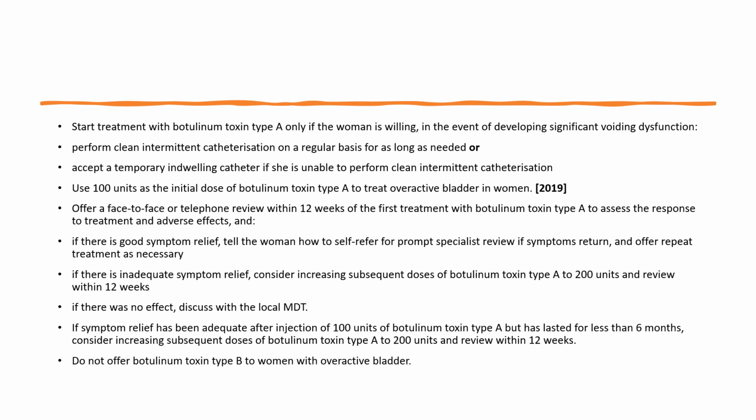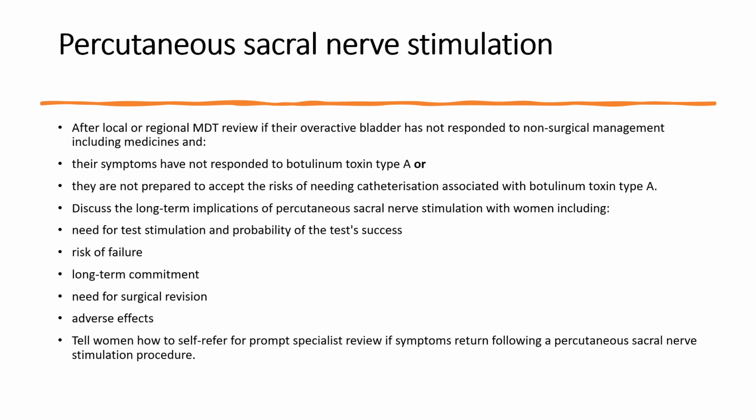If symptom relief has been adequate after injection of 100 units of botulinum toxin A, but has lasted only for less than 6 months, consider increasing subsequent doses of botulinum toxin A to 200 units and review within 12 weeks. Do not offer botulinum toxin B to women with overactive bladder.